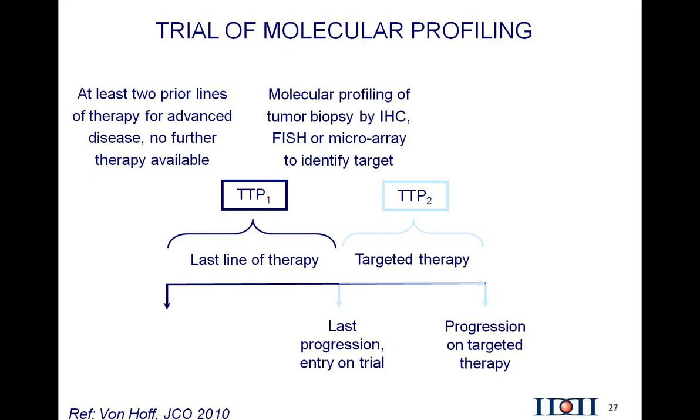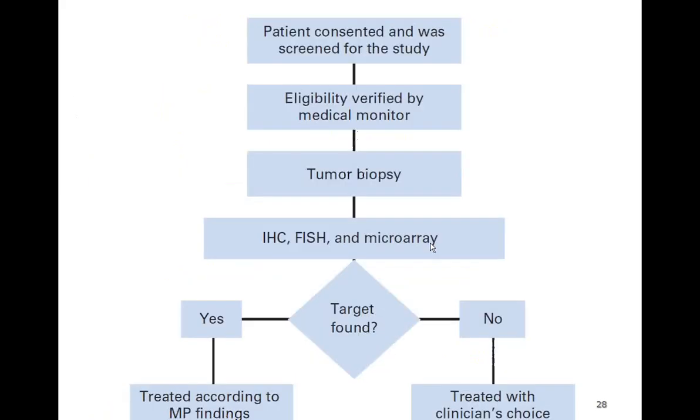These patients have a time to progression on their last line of treatment, and then molecular profiling is implemented on these patients. A tumor biopsy is taken, and then by IHC, FISH, or microarray, a certain target is identified to try and choose a treatment that is appropriate for these patients. So the next line of treatment that these patients will receive in the trial is the targeted therapy, and the target is selected based on the molecular profiling. The idea of this design will be to compare the time to progression of these patients on the last line of treatment versus the time to progression of these patients on the targeted line of treatment.